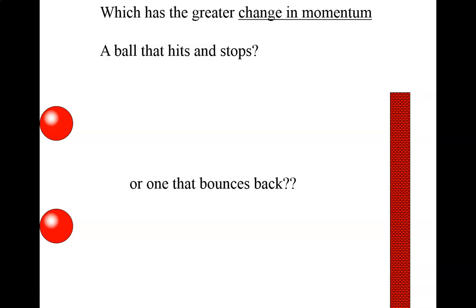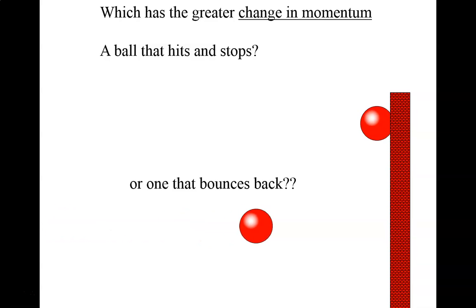Which has the greater change in momentum, a ball that hits a wall and comes to a stop, or a ball that hits the wall and bounces backwards? Which one has the greater change in momentum? Or would it be the same? What do you think? If you said the one that bounces back has a greater change in momentum, you would be correct.